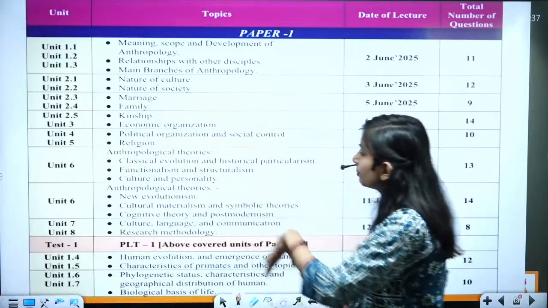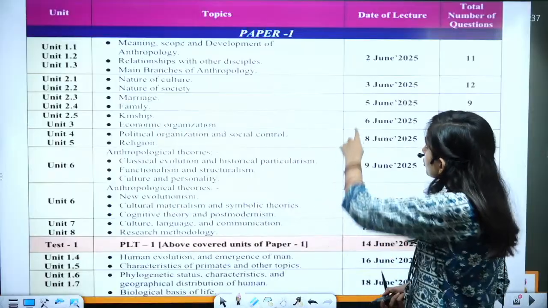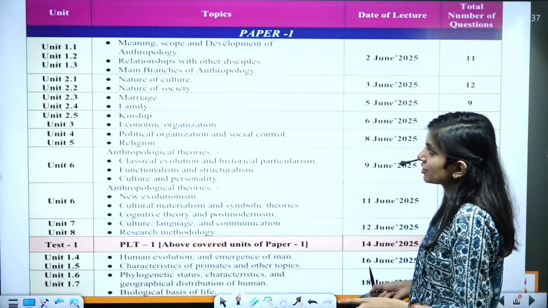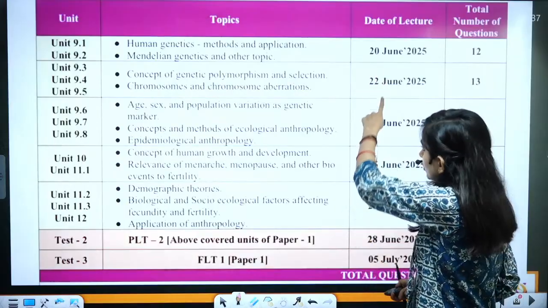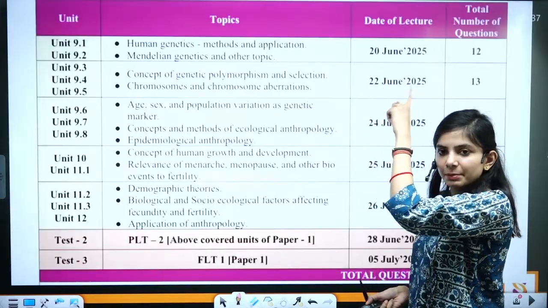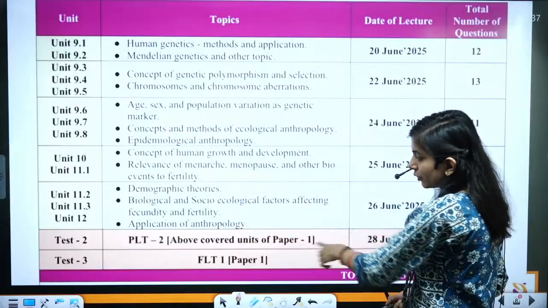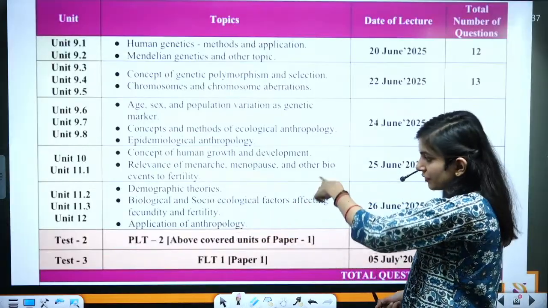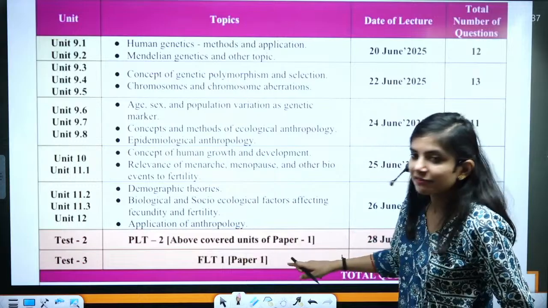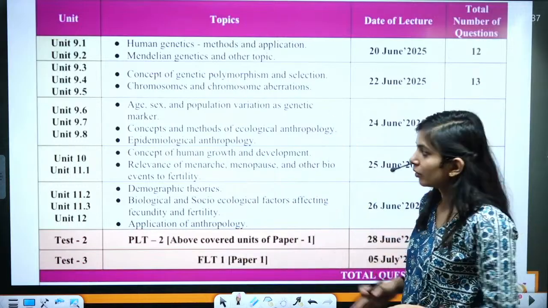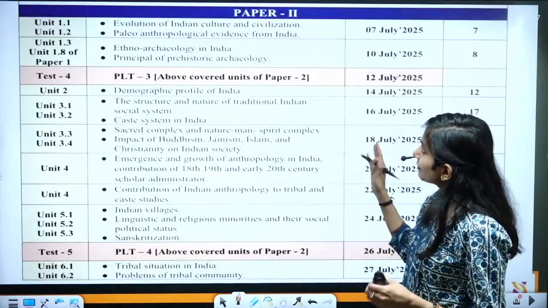Let me show you the complete full-fledged schedule. So here you can see date-wise it is being mentioned. Here also, first we will be covering paper 1. So we are done with the social culture part, then the physical part, then we are going to have a sectional test for physical, and then we are going to have one full length test for paper 1. Okay, after that we will have paper 2.